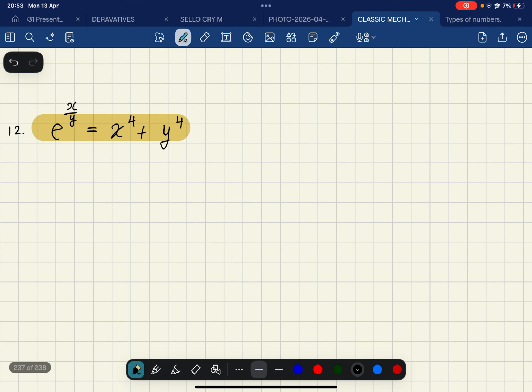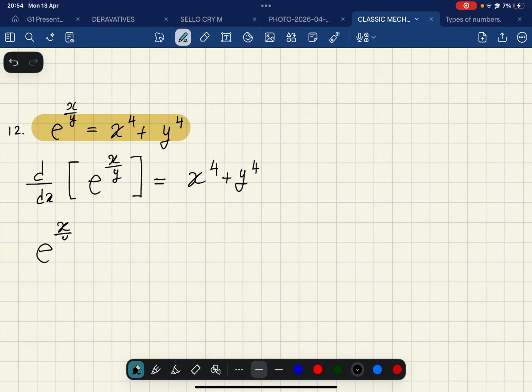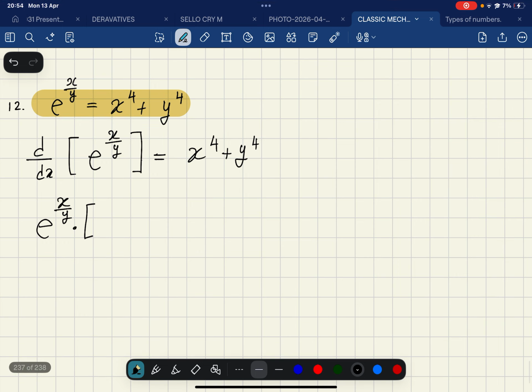Let's move to this side. So from here, I'm going to do d over dx of e to the something up there. We're going to use the quotient rule to derive that one. This side I have x to the 4 plus y to the 4. Understand? So when I derive on the left hand side, I will get e to the y multiplied by the derivative of whatever is on top.